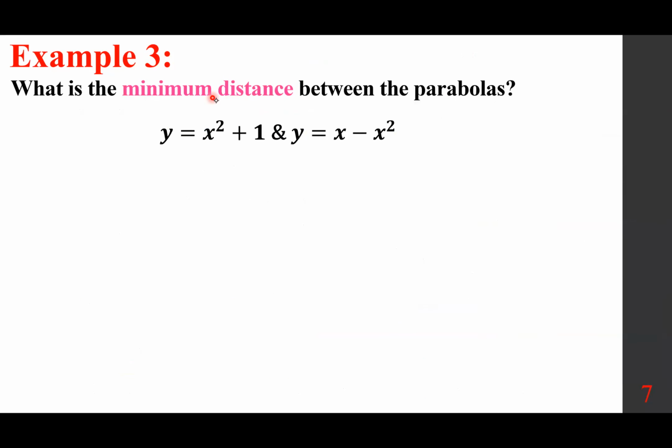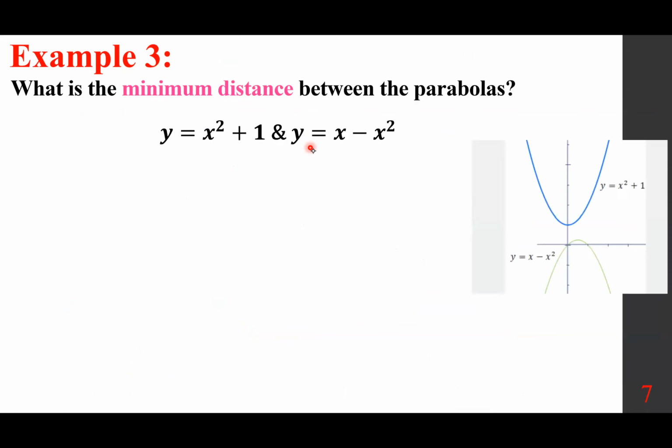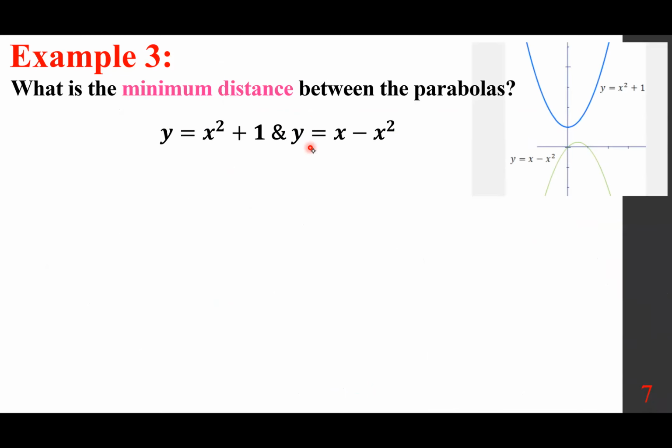What is the minimum distance between the two parabolas? y equals x squared plus 1, y equals x minus x squared. You have to have a rough sketch of both. So y equals x squared plus 1 is y equals x squared shifted up by 1. So this one is, for example, the location 0, 1. And this one, it opens down. You can calculate x equals minus b over 2a as the location of a vertex, and it looks like that.